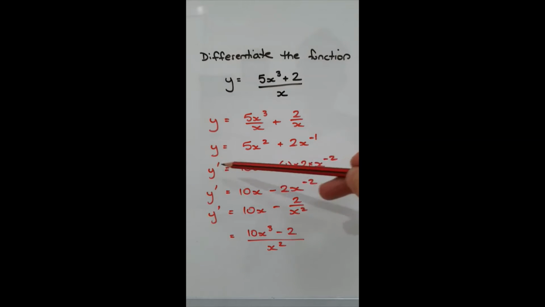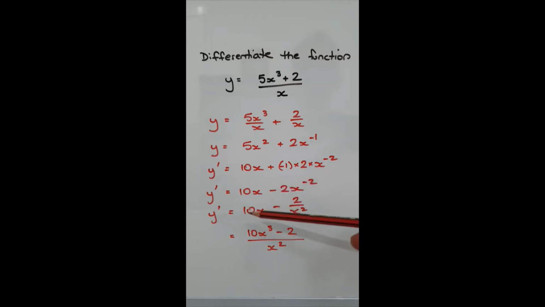So y dash is equal to 10x plus negative 1 times 2 times x to the power of negative 2, which is equal to 10x minus 2x to the power of negative 2, which is equal to 10x minus 2 over x squared. So that's expressing the negative index as a reciprocal with a positive index. And we can combine these two terms into a single fraction. Y dash, or the first derivative, is equal to (10x cubed minus 2) all over x squared.